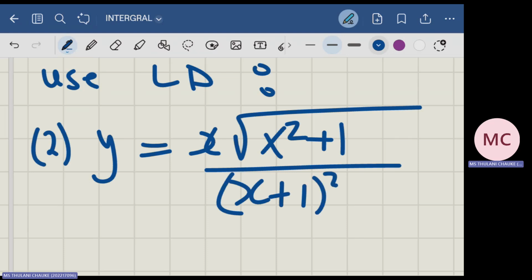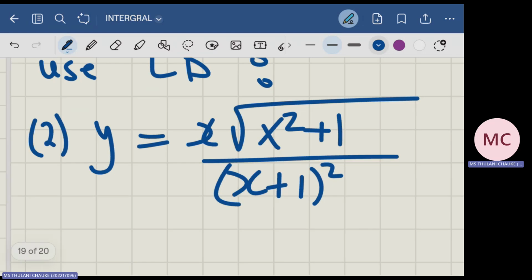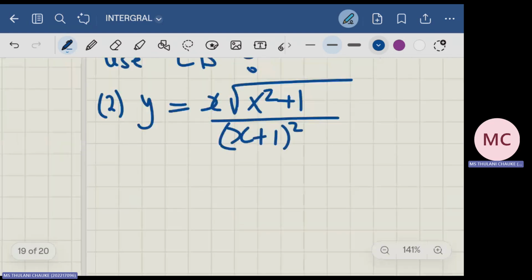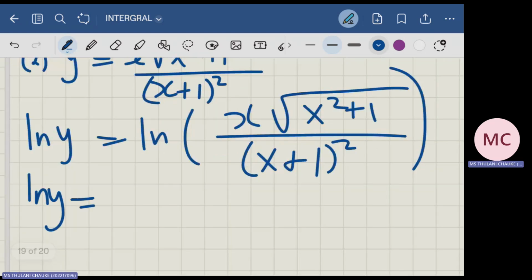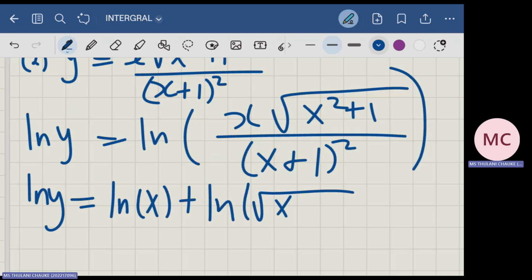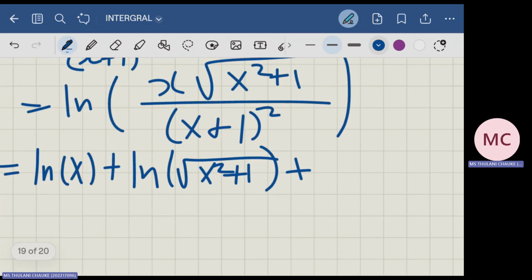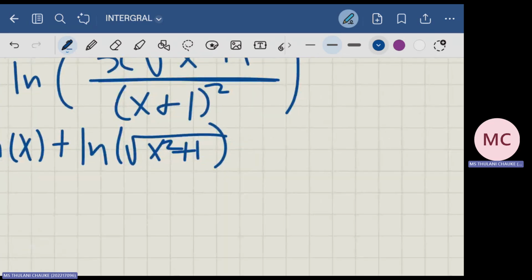So you're going to introduce ln on both sides: ln y equals ln of x, square root of x squared plus 1, over x plus 1 all squared. Then you say the ln of y is equal to the ln of x plus the ln of the root of x squared plus 1, then minus, since now we have a division there, the ln of x plus 1 squared.